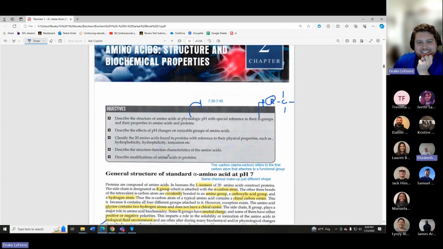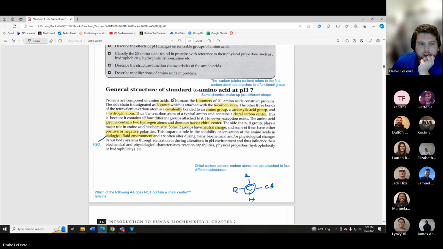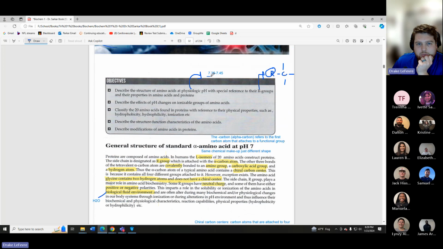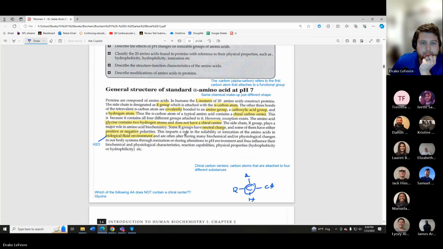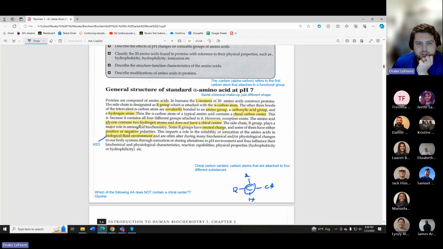Okay. Cool. Okay, amino acids, structure and biochemical properties. Amino acids at pH of 7. Remember this number, 7.35 to 7.45. I don't remember if it was biochem or phys that asks you that specific question at some point. You talked about it in your YouTube video for this class. Sweet. Just keep it in mind.